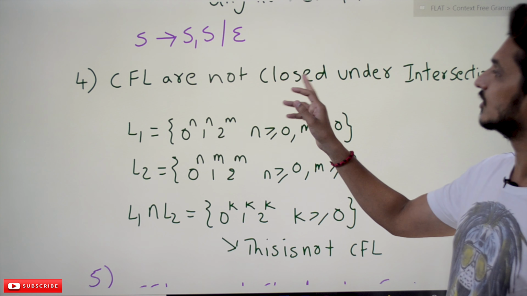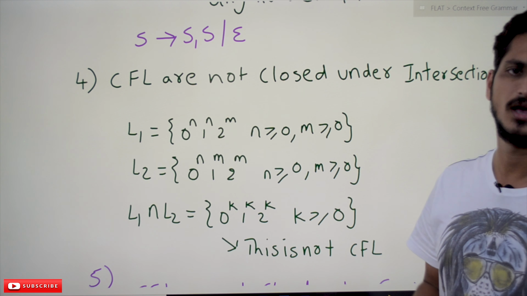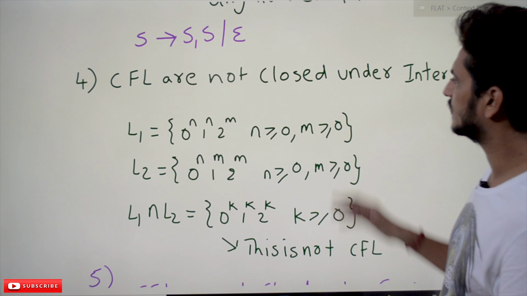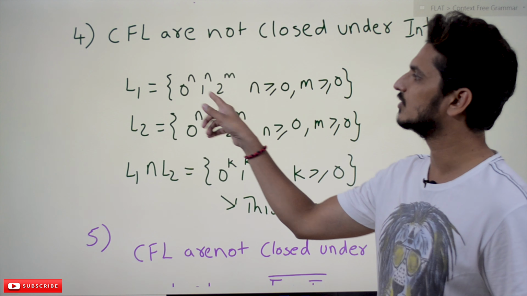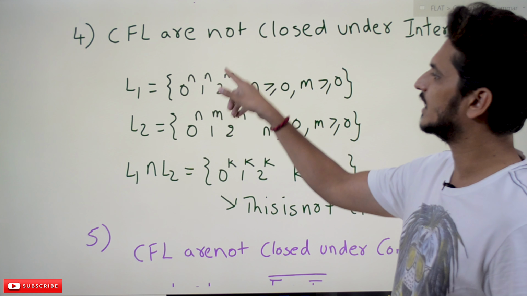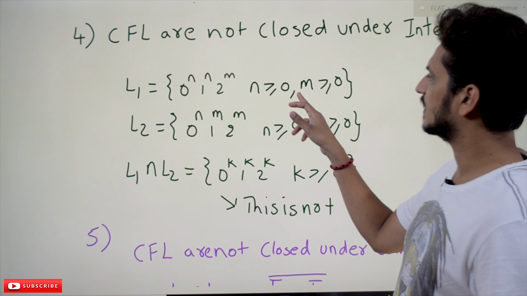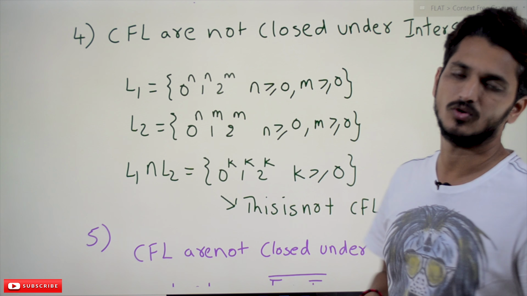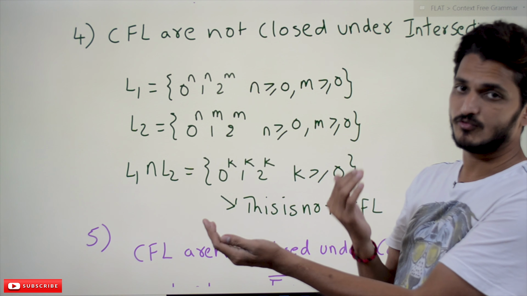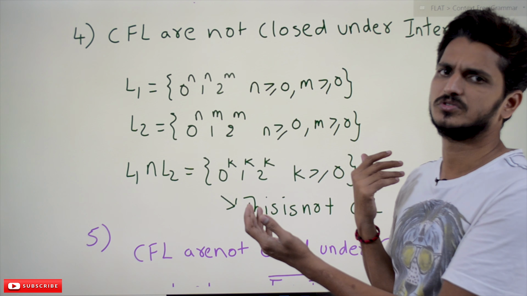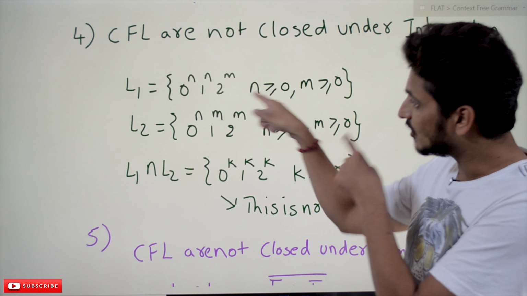Context-free languages are not closed under intersection. So let's try to understand what not closed under intersection means. Let's take a language L1 equal to 0^n 1^n 2^m, where n is greater than or equal to 0 and m is greater than or equal to 0. What's the meaning of this language? Zeros followed by an equal number of ones followed by any number of twos. This is a context-free language.